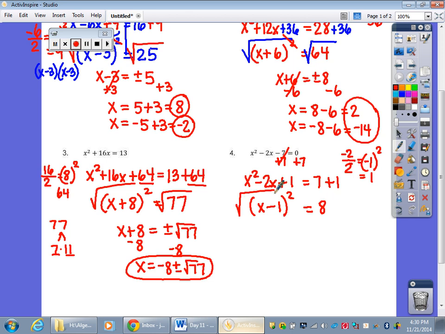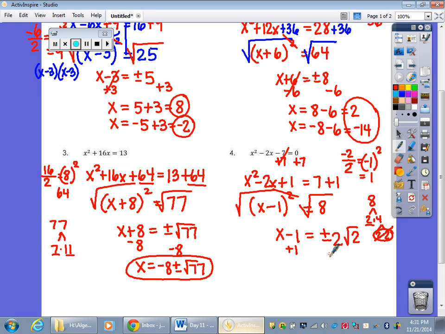Now we take the square root of both sides, and we get x minus 1 is equal to plus or minus. Now 8 can be simplified. That's 2 times 4, and 4 is 2 times 2. So we have a set of 2's that come out, and we have this 1 2 that stays in. So it's going to be 2 radical 2.